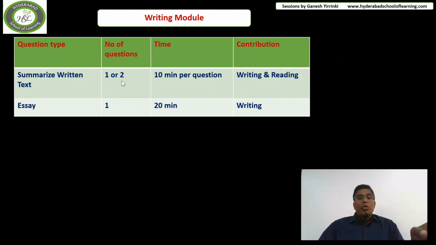After that, we have writing module, and in writing module there are 2 questions. One is called summarize written text, and this question contributes only to writing and reading score. And usually we get 1 or 2 questions only, and each one is separately timed.